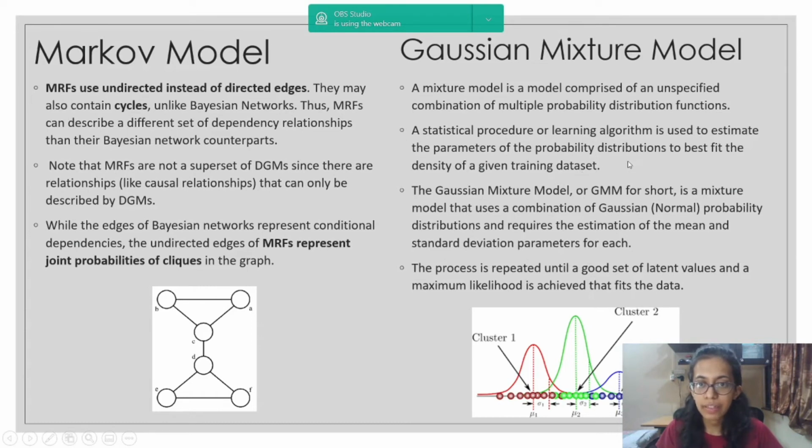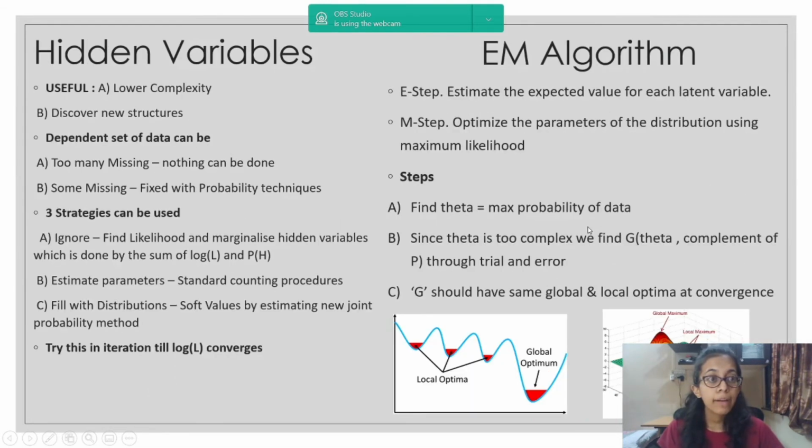So I'll just read this out. A statistical procedure or learning algorithm is used to estimate the parameters of the probability distributions to best fit the density of a given training set. So we keep finding the estimation of mean and standard deviation parameters. We put them into clusters. The higher the density of the clusters, the greater the height of the Gaussian mixture model graph. So that is a Gaussian mixture model. Now coming to the hidden variables. The first thing that we think of is why do we need to study hidden variables in probabilistic models, right?